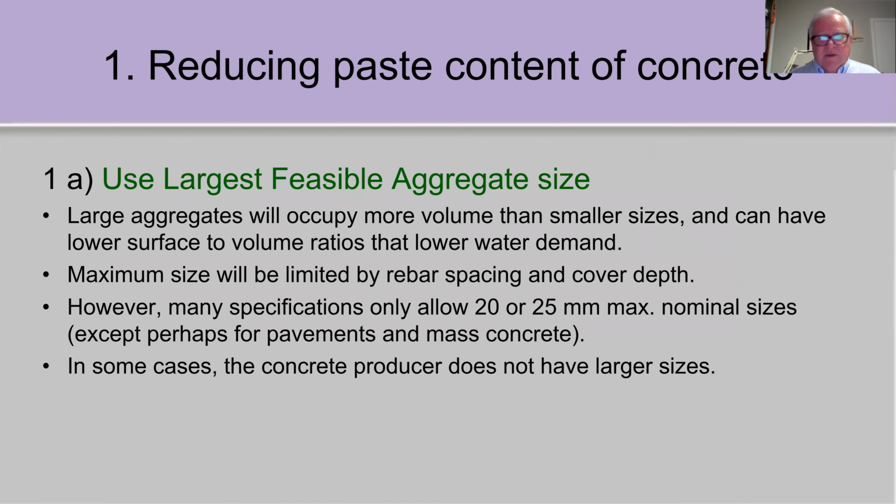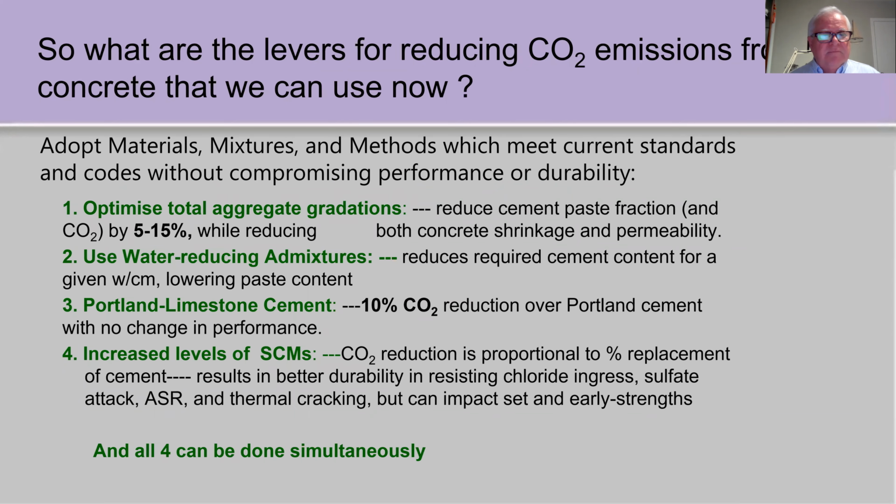So we can use Portland limestone cement, which saves us about 10% CO2 over normal Portland cement, at least in the American market. In Europe, it's even more with the CEM II/A-Ls. It's almost 20%. We can increase the level of supplementary cementitious materials, either separately or in blended cement, and reduce that even further. And we can do all of these things together, and the cumulative benefit is quite large.